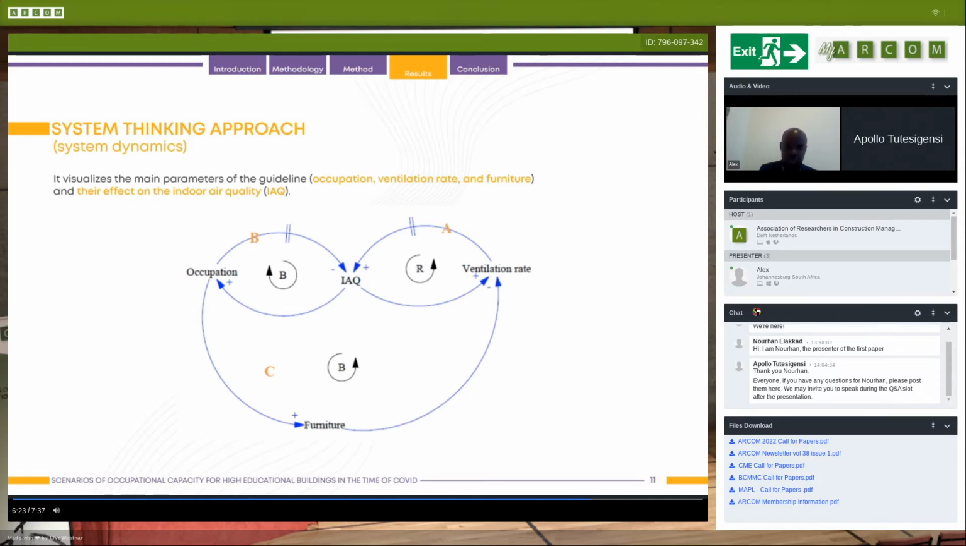And loop B starts with indoor air quality. If it increases inside the space, the occupation density increases. Hence, the indoor air quality decreases. This loop is a balancing loop. And loop C is also a balancing loop.